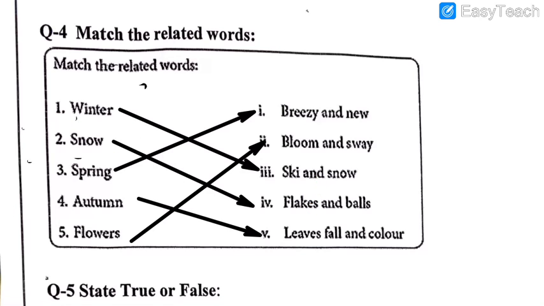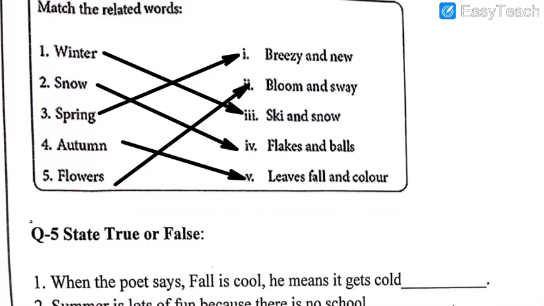Winter, ski and snow. Snow, flakes and balls. Spring season, breezy and new. Autumn, when the leaves fall down and the color of the leaves changes. Flowers, they bloom and sway. So I hope that you have matched in the same way and you have even checked your answer.